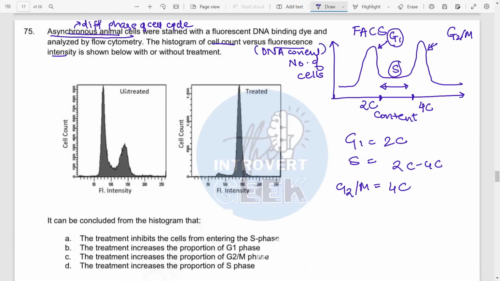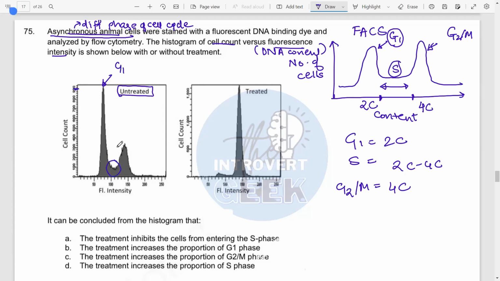Now, since the cells were in the asynchronous phase, you can see in the untreated, you have cells in all places. Like the majority of the cells, as you can see, are in the G1 phase. How do I understand majority? See, because the height corresponds to the cell count. So higher the peak means higher number of cells. The width is the content of DNA. So maximum cells are in the G1 phase.